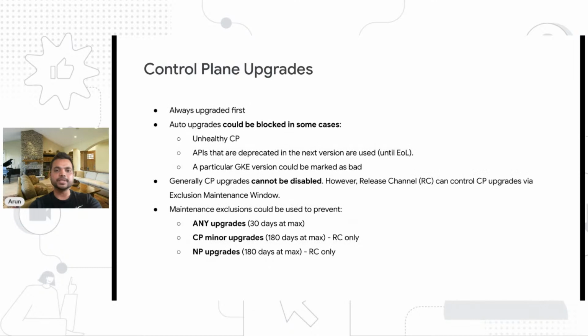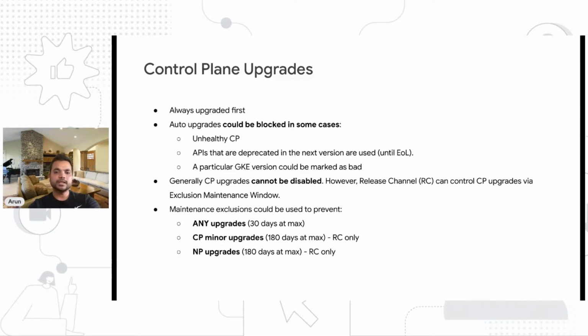Control plane upgrades. GKE always upgrades the control plane first, to maintain version compatibility. As I mentioned, the node pool version cannot be lower than two versions behind the control plane version. So control plane first, and then if your cluster is on a release channel, we try to keep these two versions at the same level. Let's say if we upgrade your cluster to 1.25, GKE will try to upgrade your node pool to 1.25.